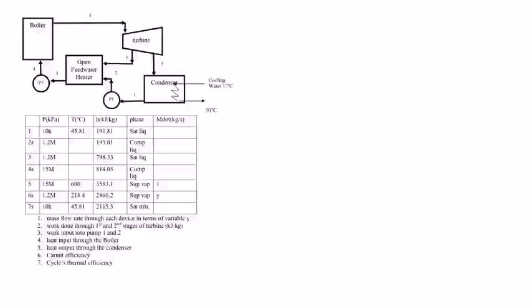First question asks for the mass flow rate through each device in terms of the variable y. I'm simply going to put the givens on the diagram. We know that the mass flow rate at state 5 is 1, and the mass flow rate at state 6 is y. Since the turbine has a single input and 2 outputs, for steady state, steady flow devices, the summation of all masses in must equal all of the masses out. So state 7 must be 1 minus y.